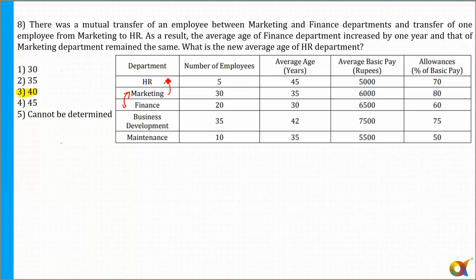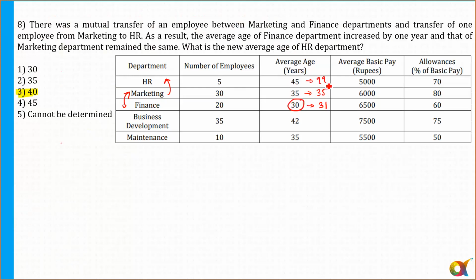As a result, the average age of the finance department increased by 1 year. So the average age right now for the finance department is 30, so it has moved to 31. And that of the marketing department is the same, so the new average of the marketing department is the same, equal to 35. And what is the new average? I need to find out what is the change in the average.